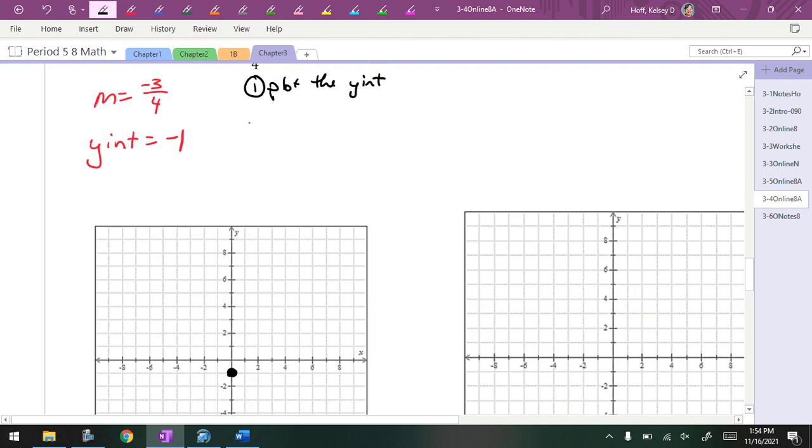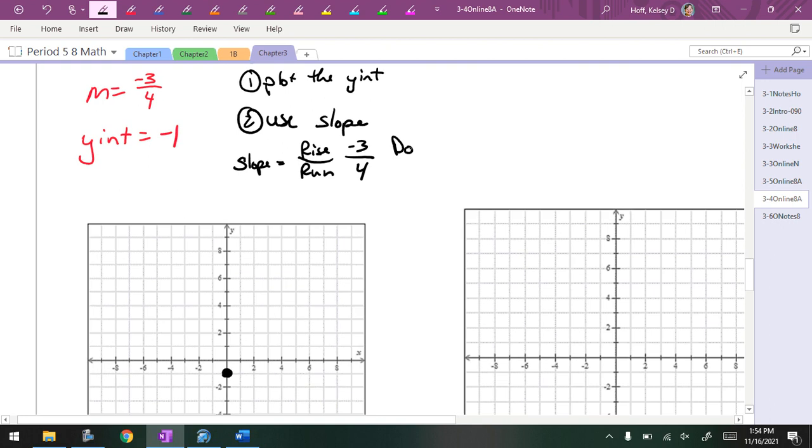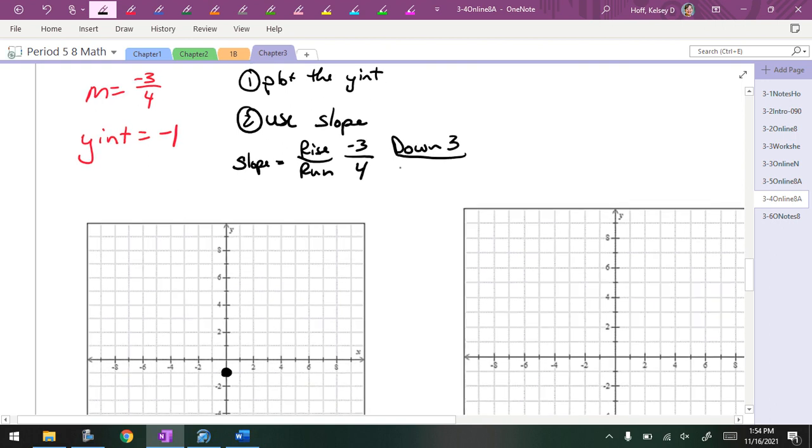Step number 2 is to use your slope. Remember, slope is rise over run. And our slope is -3/4. What 2 directions can you do on rise? Up or down? What are we going to do? Down. Why? Negative. Very good. Down. How many? 3. And then always go to your right. 4. Down 3. Right 4.